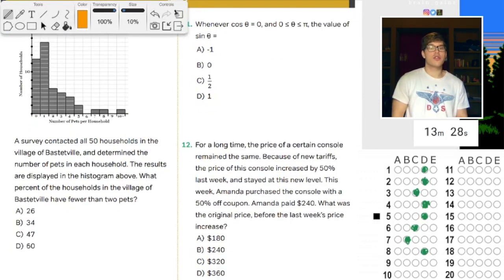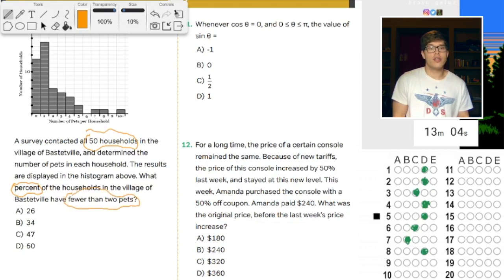Okay, number 9. A survey contacted all 50 households in the village of Batesville and determined the number of pets in each household. The results are displayed in the histogram. What percent of the households in the village of Batesville have fewer than 2 pets? Okay, so we're looking for a percent. We see our total is 50 households, and we want to know fewer than 2 pets.